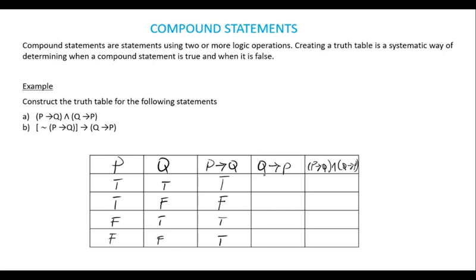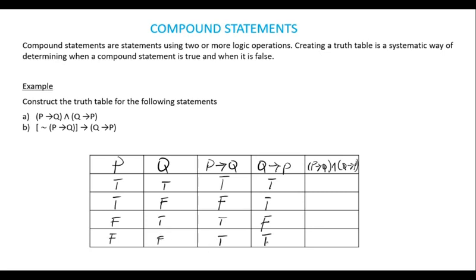Now we are looking at Q implies P, which is the reverse. So true, true is a true statement. False, true is a true statement. Now, true, false. Remember, Q comes first, so we are using Q first. So true, false is a false statement. Then we have false, false, which is also a true statement.